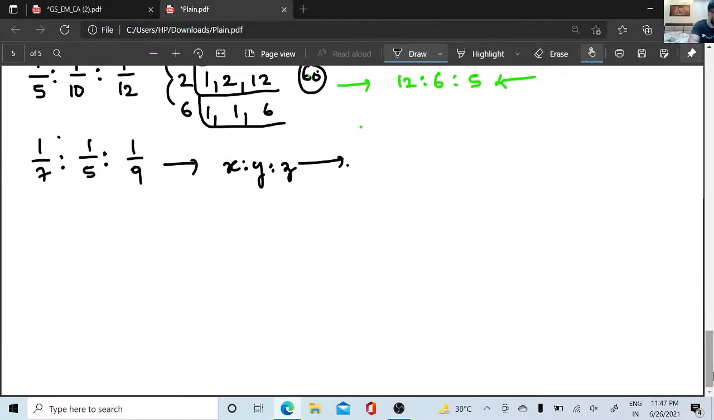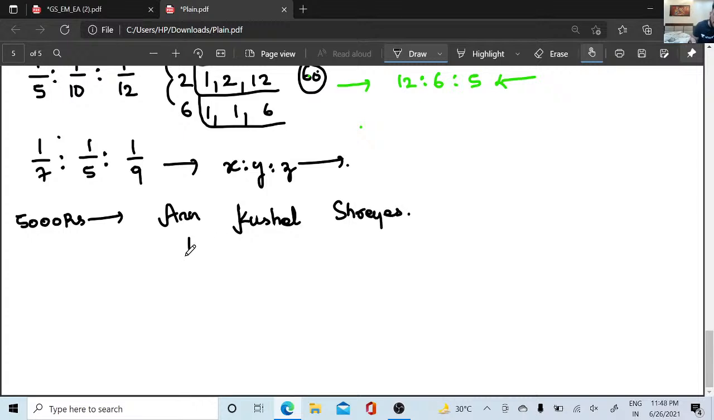So there is one more small concept. If there is an amount of 5,000 rupees that has to be divided between Anurag, Kushal and Shreyas in the ratio that Anurag gets 1 by 3rd of it, Kushal gets 1 by 10th of it, and Shreyas gets 1 by 9th of it. What is the ratio of Anurag is to Kushal is to Shreyas?